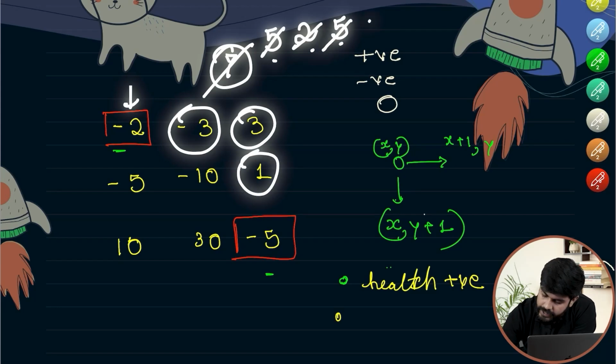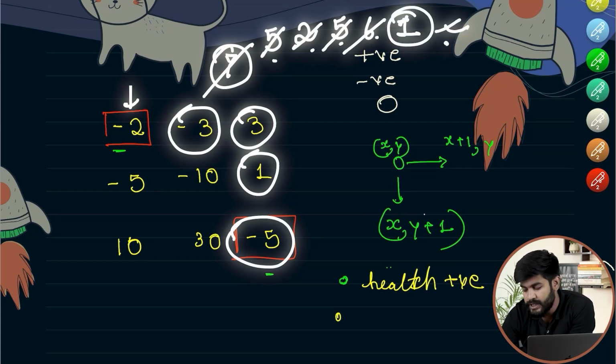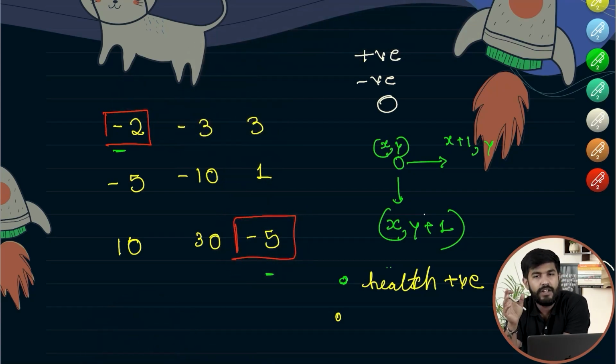I came here, gained a health of 6. And then I came here, I lost a health of 5, that would make it 1. Now if you observe, our health was positive throughout till the end, and this is the minimum possible answer. That is why the initial health required for this problem is 7, not less than that, and more than that is always possible.